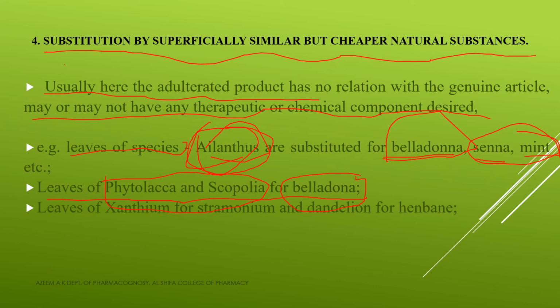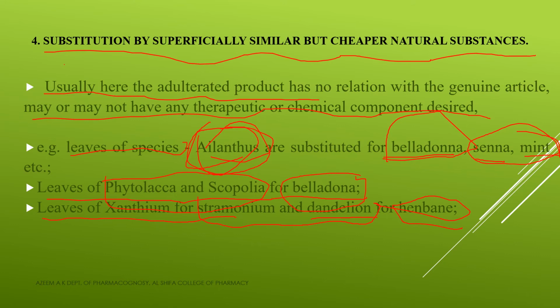For example, leaf of Xanthium. Xanthium leaves can be used as adulterant for stramonium, as well as dandelion for henbane, etc. So henbane has medicinal value and this can be substituted with dandelion. Likewise, xanthium leaves can be used as a substituent for stramonium, etc. So these are the common examples of substitution by superficially similar but cheaper natural substances. Clear? Suppose we summarize here.